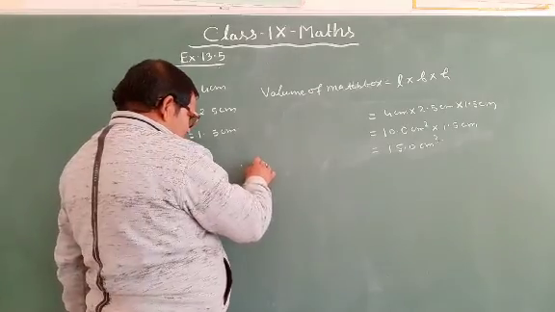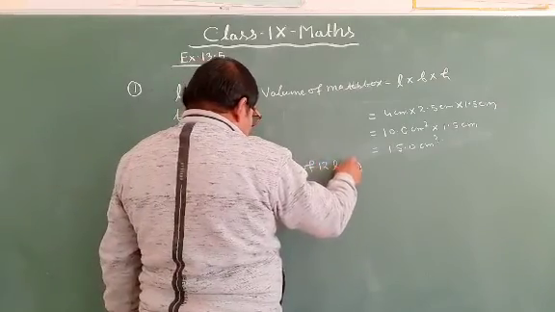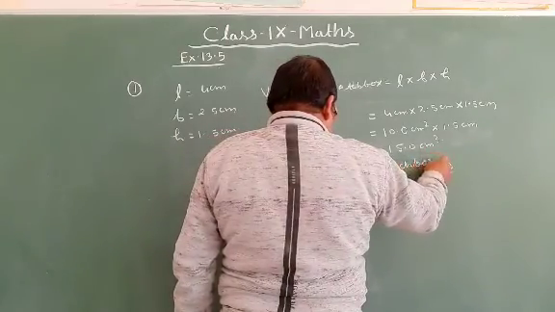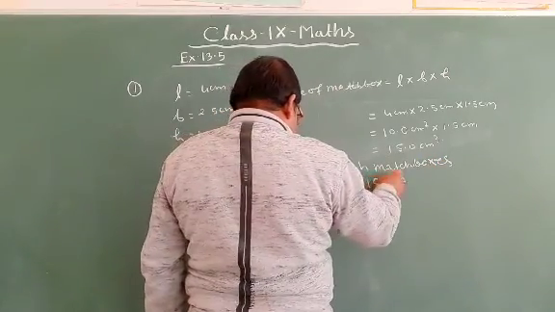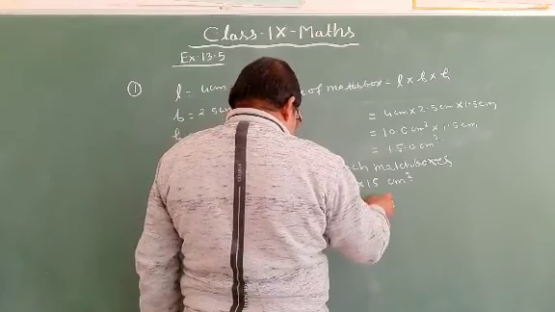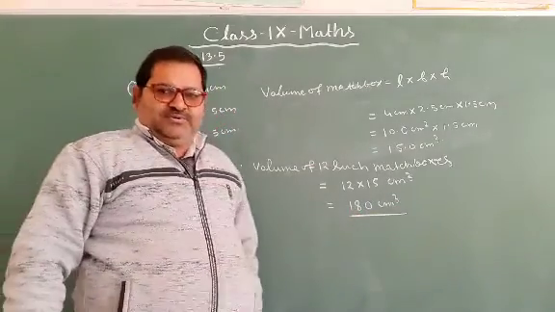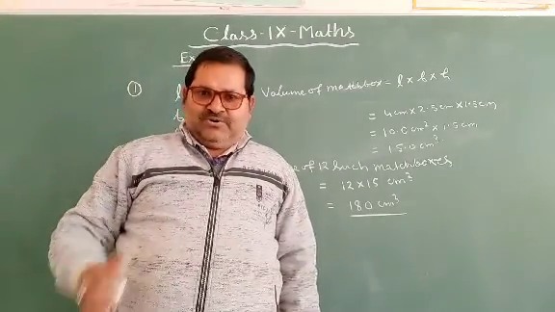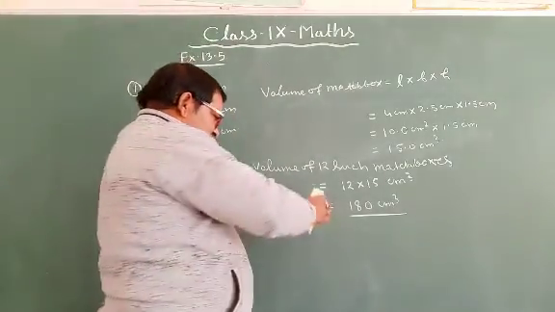So therefore the volume of 12 such matchboxes is equal to 12 into 15 centimeter cube, that is equal to 180 centimeter cube. 180 centimeter cube is the total volume of 12 such boxes. Clear? Now question number 1 is completed. Next question.